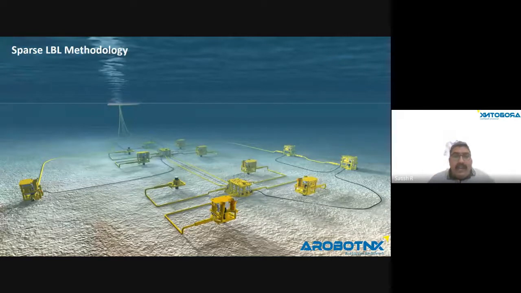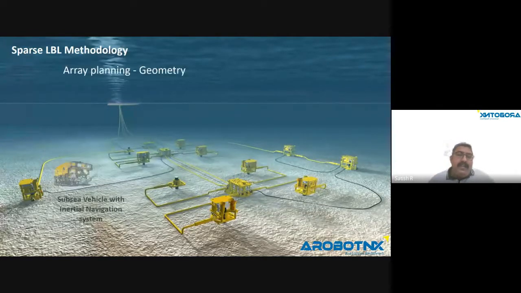But not only that, the most important thing is the inertial navigation system. The moment the inertial navigation system is introduced to the Sparse LBL, it's not trying to eradicate the excessive amount of transponders. What exactly it does is help make the deployment quicker and be able to plan and support a conventional-style LBL with fewer transponders. That's it.